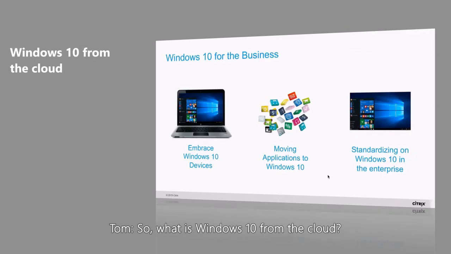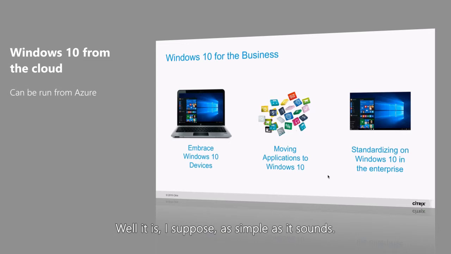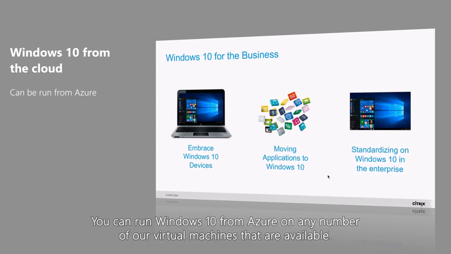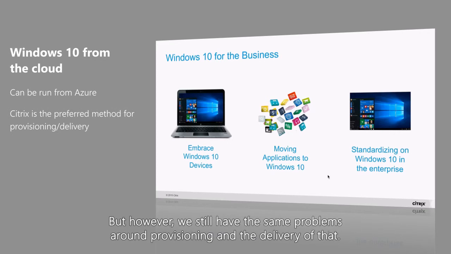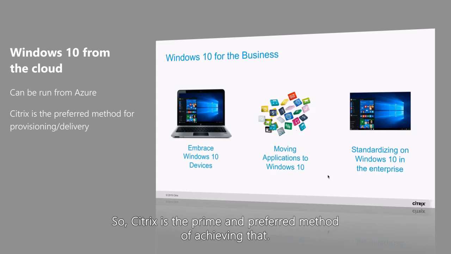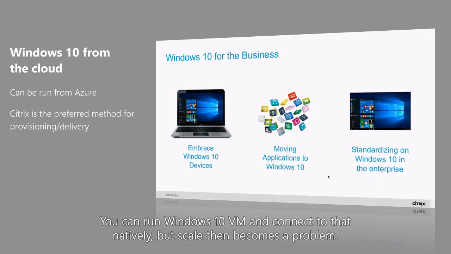So what is Windows 10 from the cloud? Well, it is, I suppose, as simple as it sounds. You can run Windows 10 from Azure on any number of our virtual machines that are available. However, we still have the same problems around provisioning and the delivery of that. And so Citrix obviously is the prime preferred method of achieving that. You can run Windows 10 VMs and connect to them natively, but at scale that then becomes a problem.